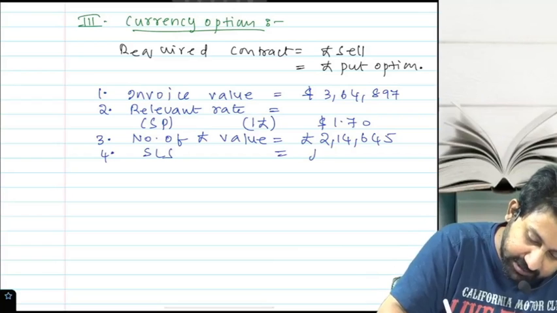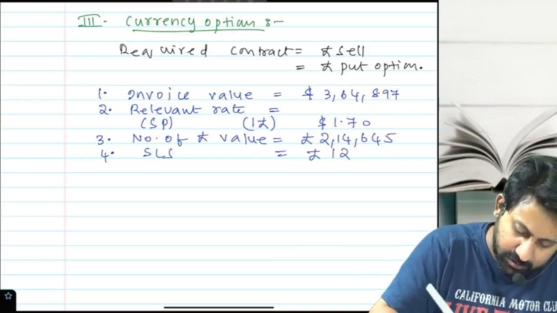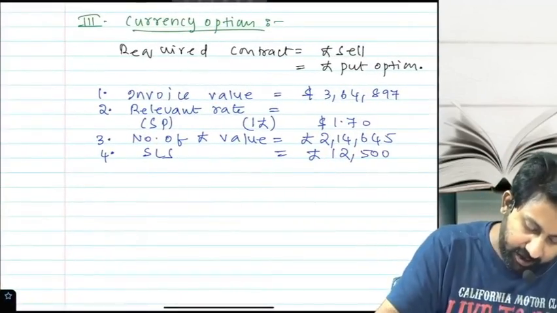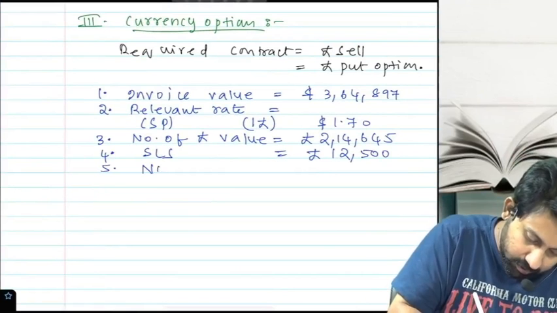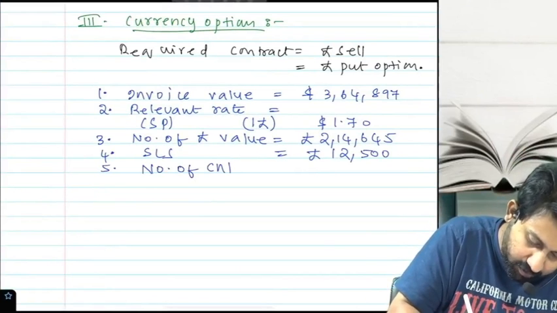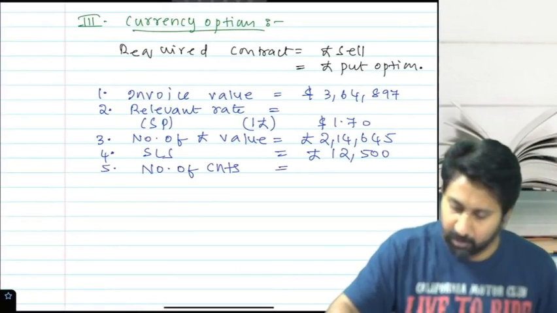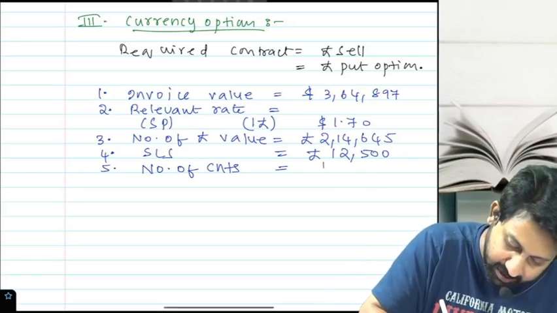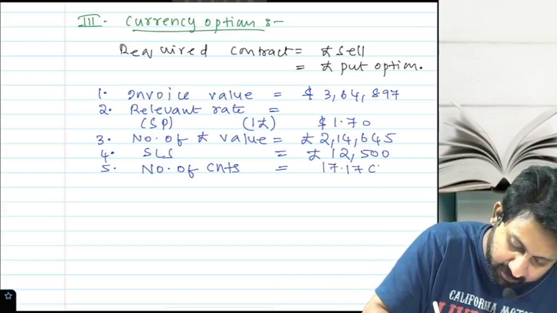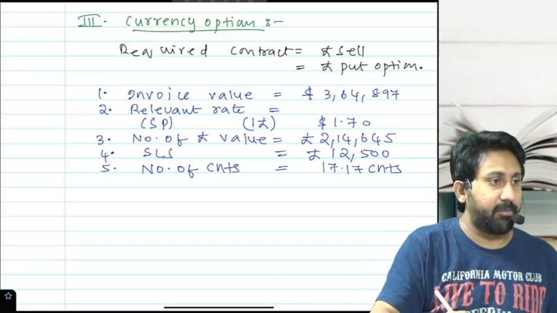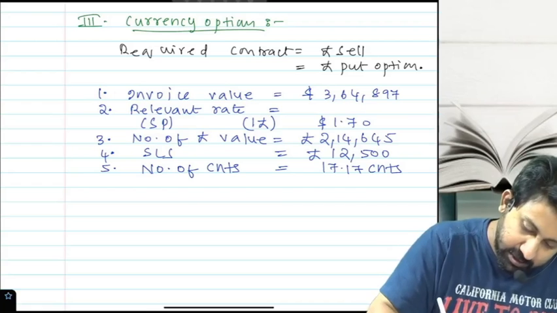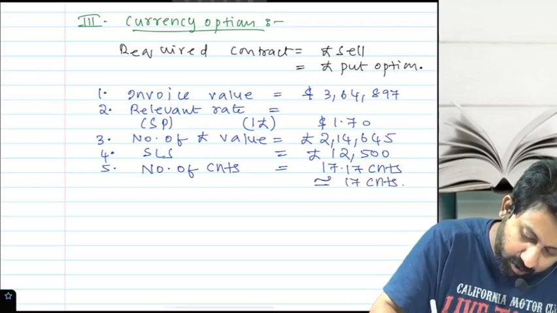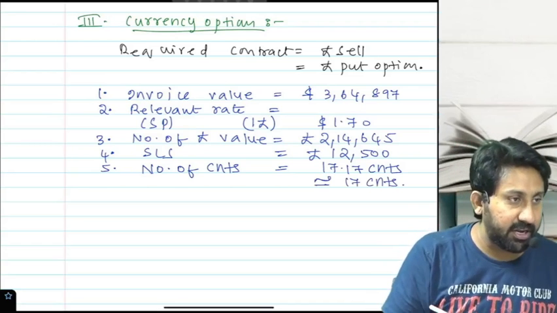Number 4: standardized lot size in pounds. How much is the standard lot size? 12,500. So the number of contracts is 214,645 divided by 12,500, which is 17.17 contracts, rounded off and approximated to 17 contracts. How many contracts? 17 contracts.